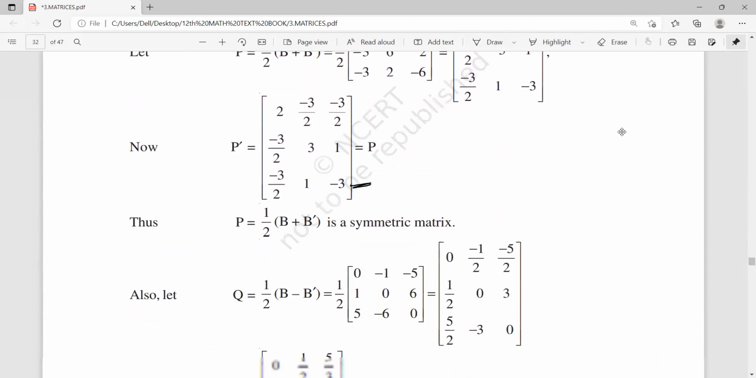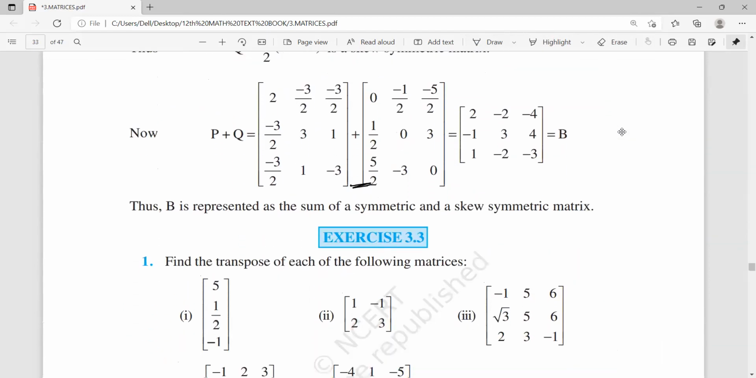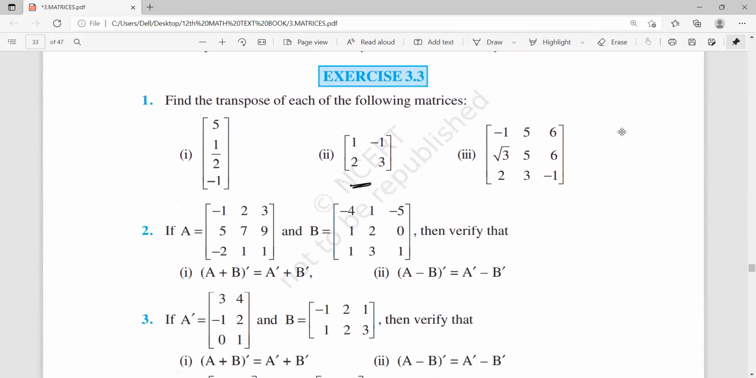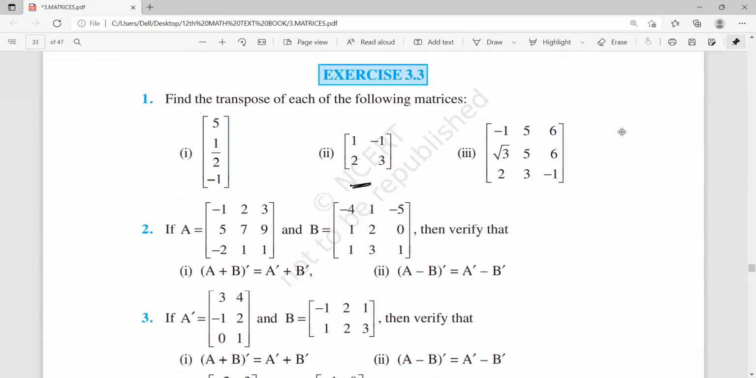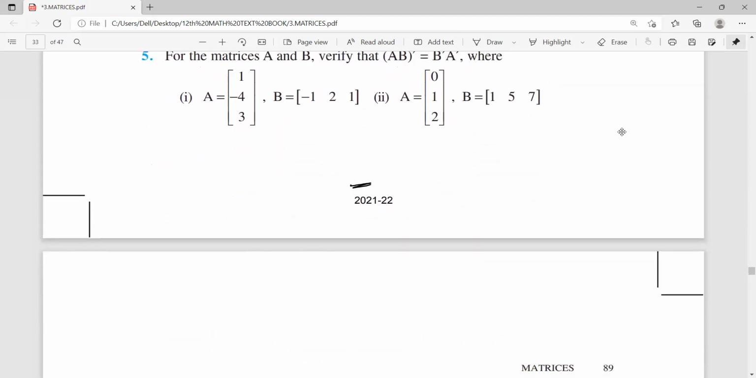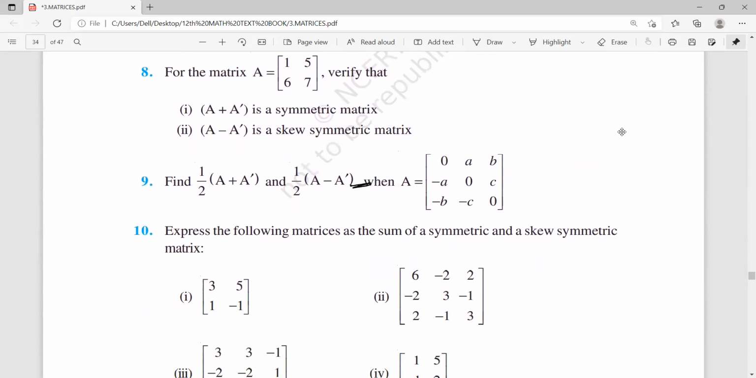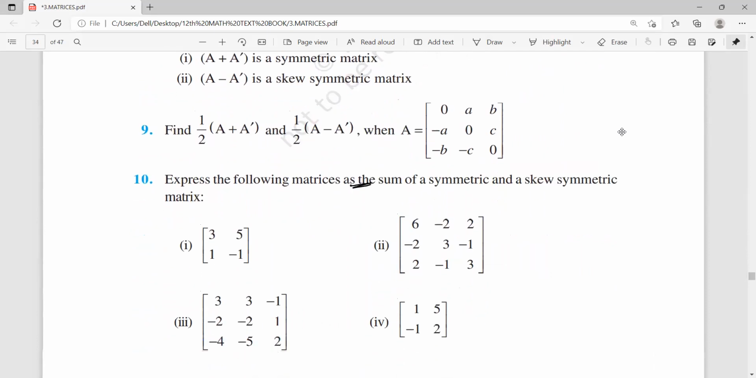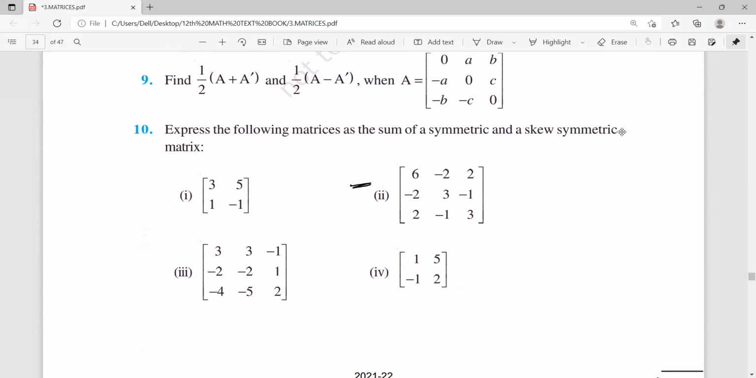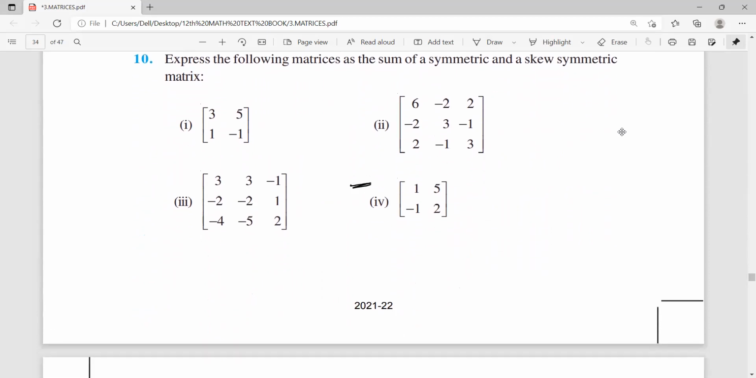So here are examples, again. And then this exercise is based on transpose. Find the transpose of each of the following matrices. Next, for any matrix A, verify that A plus A transpose is symmetric and A minus A transpose is skew symmetric, the fact which you learned. Find this when A is this, and express the following as a sum of a symmetric and a skew symmetric matrix. You should take this as A. You know how to do it, right? Yes, I'll try doing these. If I have any doubts, I'll ask.